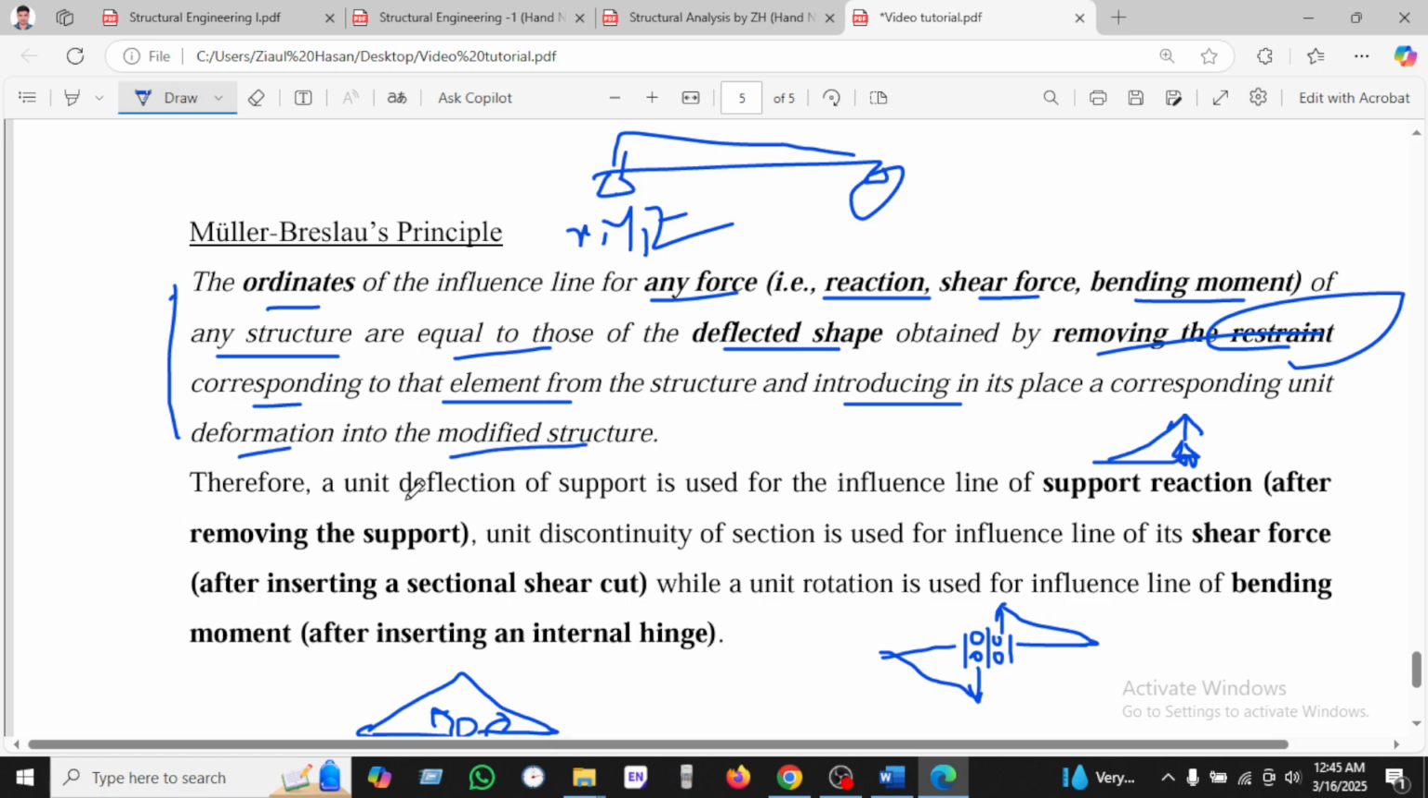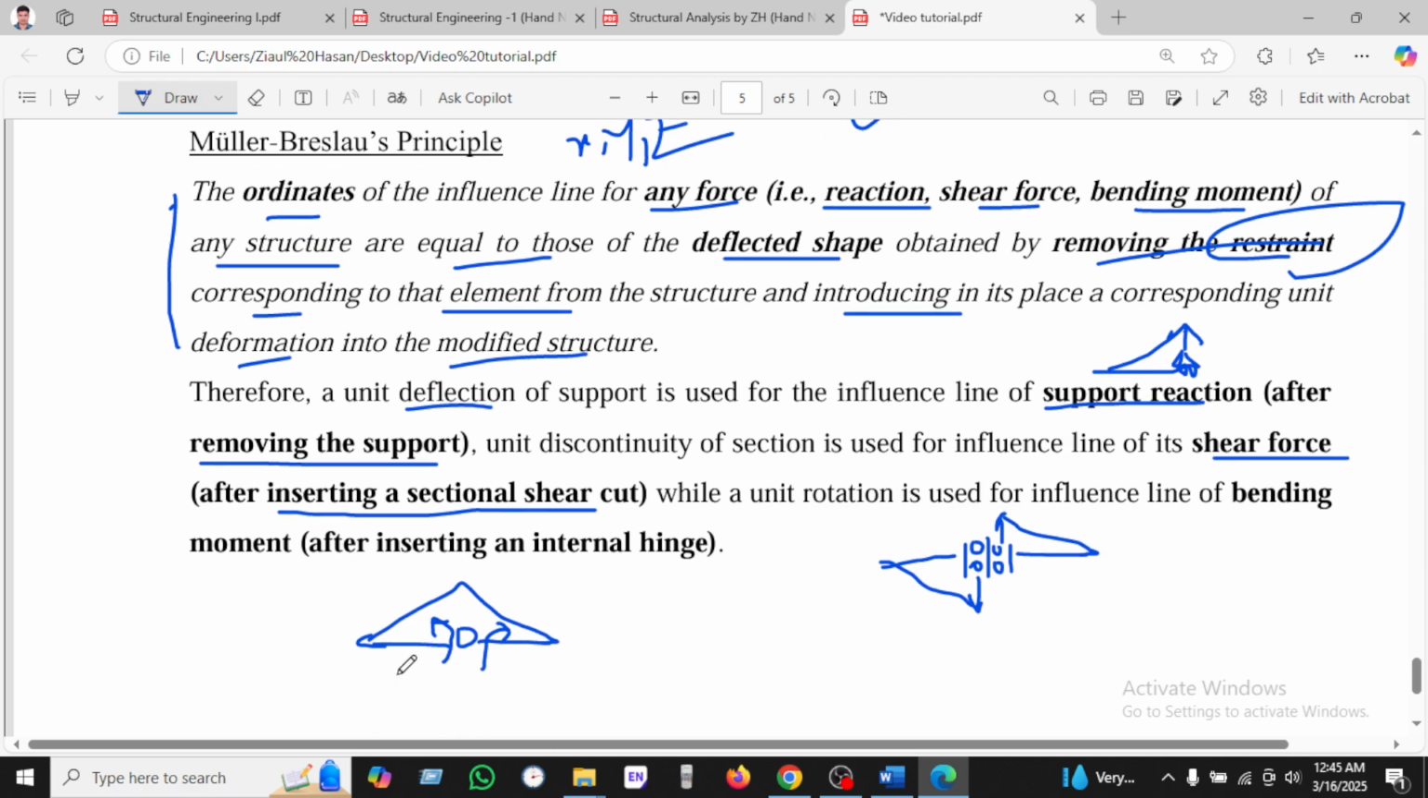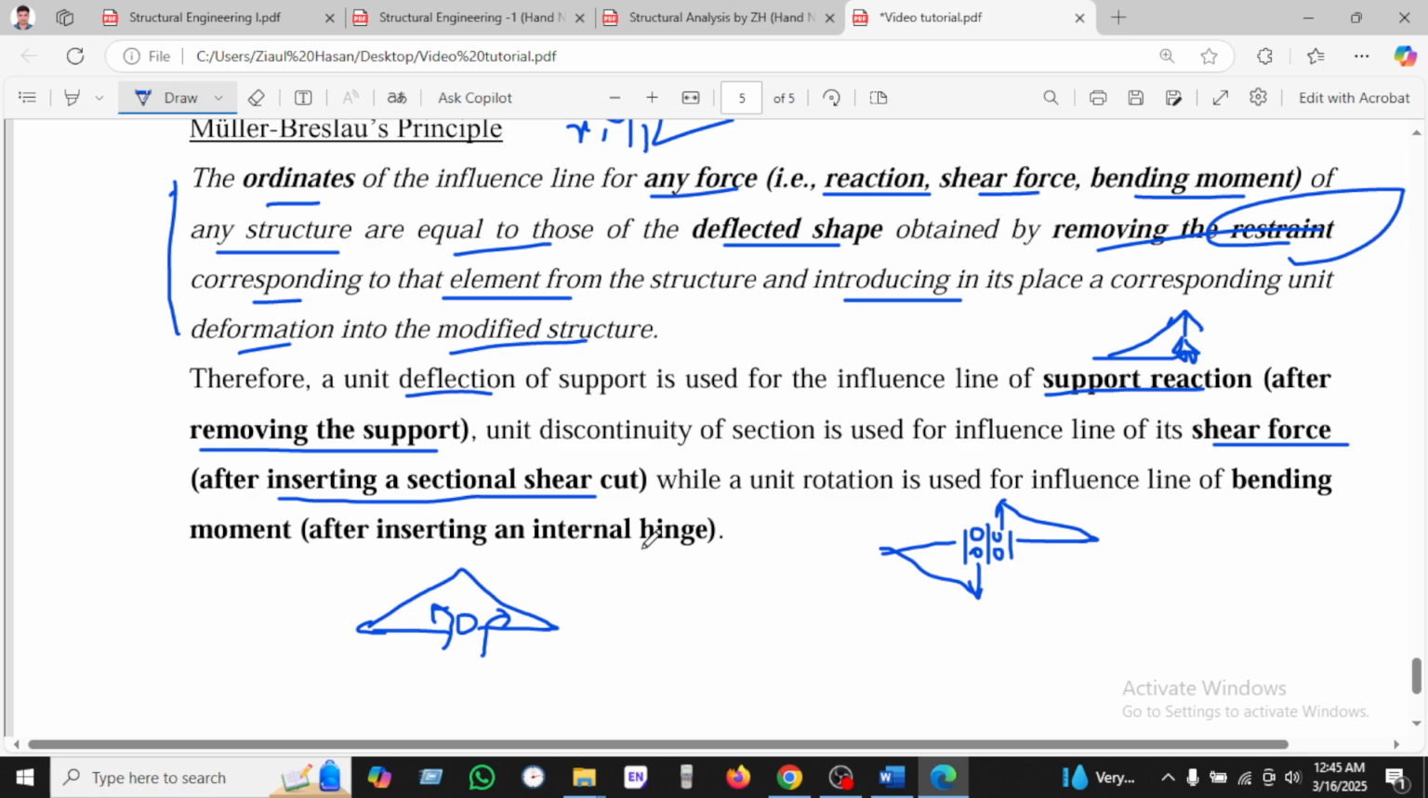Therefore, the unit deflection of a support gives the influence line of the support reaction after removing the support. After removing the support, one unit is upward, then it will be like this. And a unit discontinuity at a section gives the influence line of the shear force after inserting a sectional cut. So we cut the section, one side goes downward and the other goes upward. While a unit rotation gives the influence line of the bending moment, so we take it after inserting an internal hinge, and take the rotation here. So it will be like this.